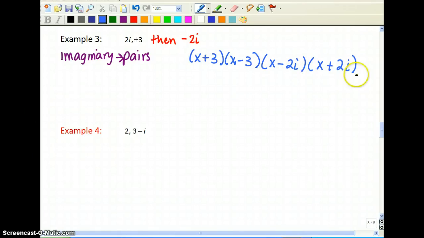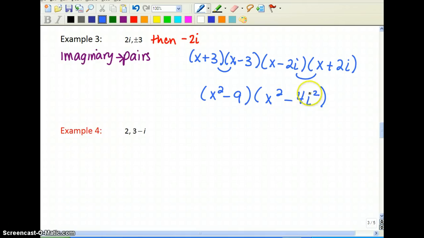Now you have to multiply these all together. It's going to be easiest if we do these two and then these two because they make no middles. So this one would be x squared minus 9, and this one would be x squared minus 4i squared. Remember, i squared is negative 1, so this is really x squared plus 4, which is how we would have stopped in our normal problems. And then when we solved this is how we would have gotten these imaginary 2i and negative 2i answers.